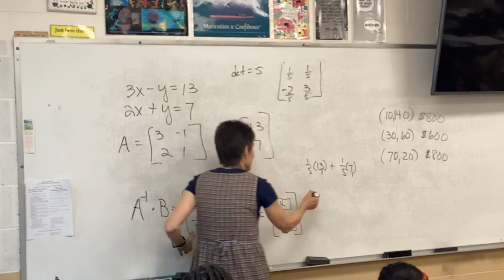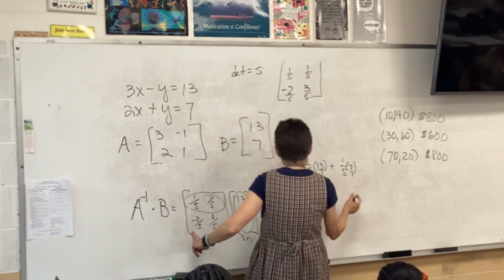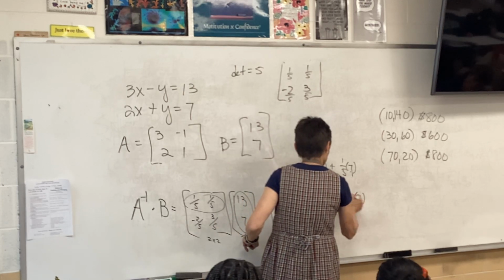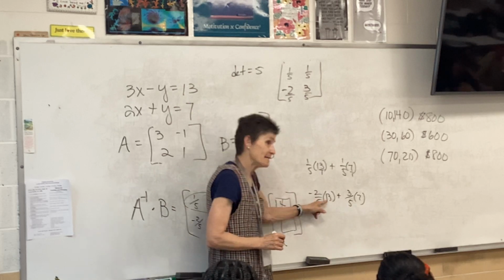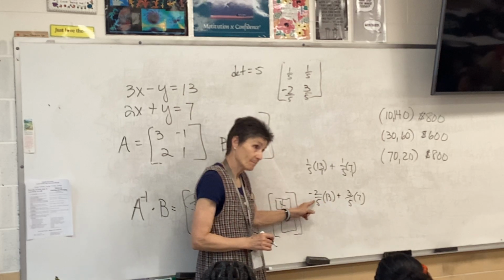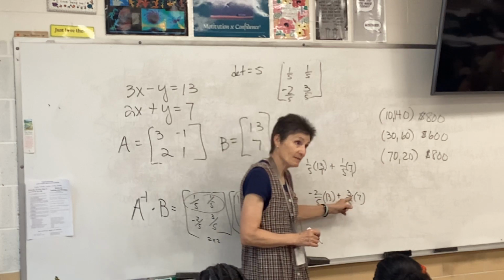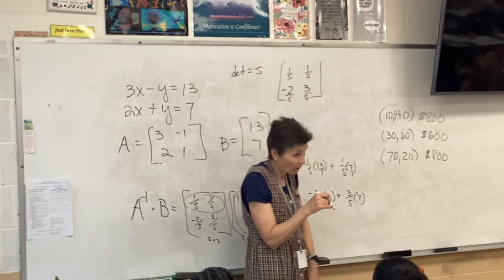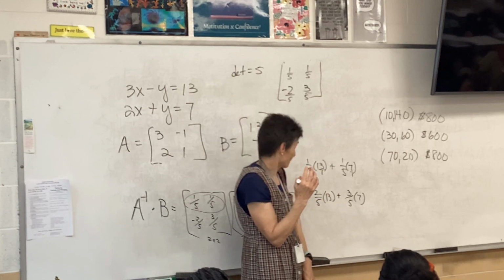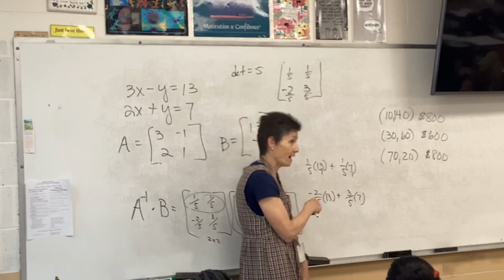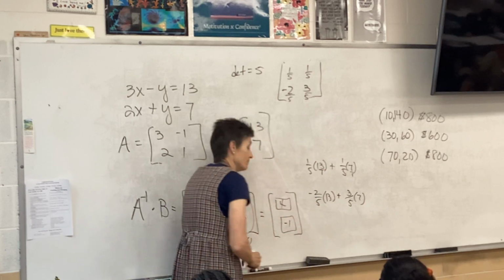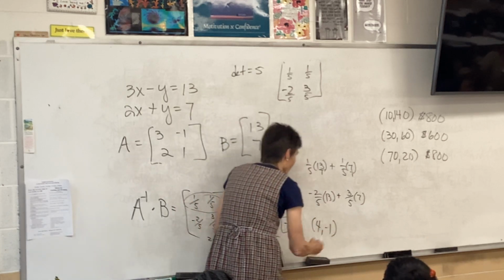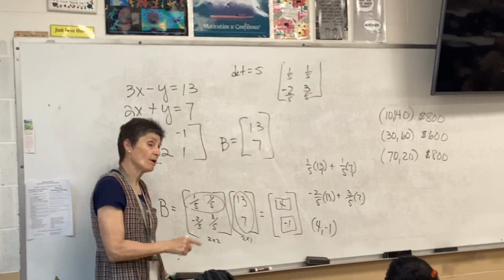Then I'll take negative 2/5 and 3/5 times 13/7. This is going to give me negative 26 and positive 21. Negative 26 and positive 21 is, yep, negative 5 over 5, negative 1. So what's the answer to the system? 4, negative 1.